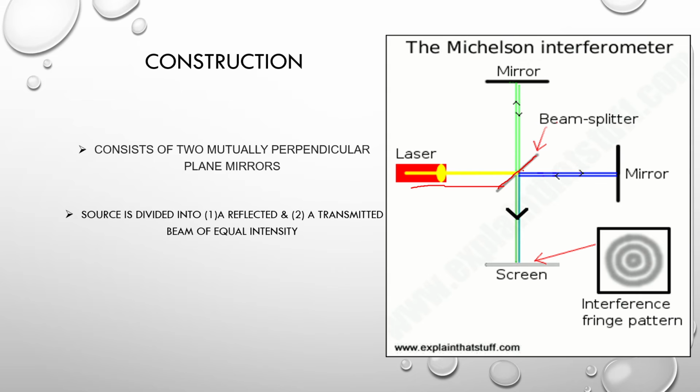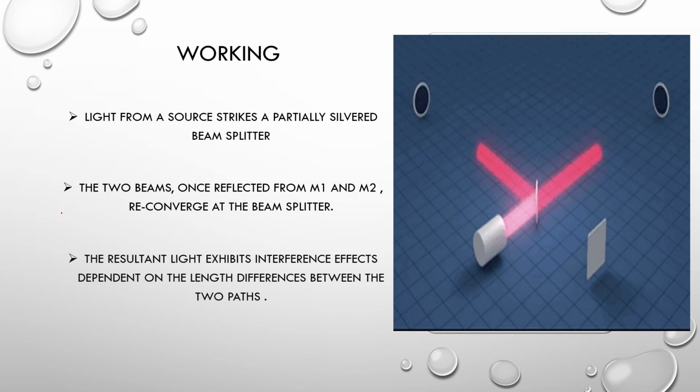The light coming from the laser source reflects and meets the mirror M1, and transmits through the beam splitter and reaches mirror M2. Let's say this is M2 and this is M1, and again they come back to this position and they meet up here and form interference fringes on the screen. And this is how it works.